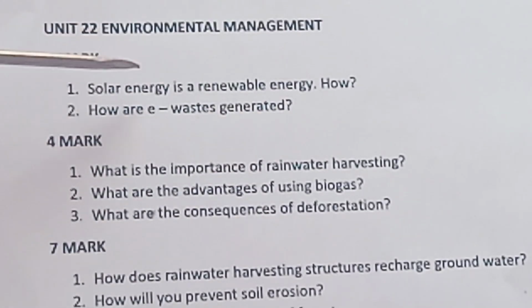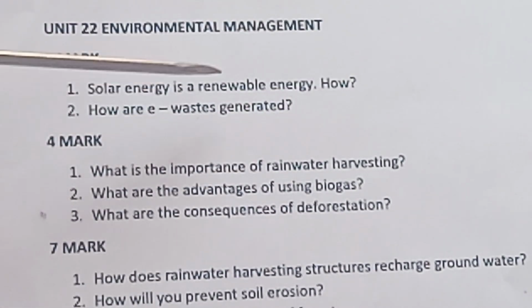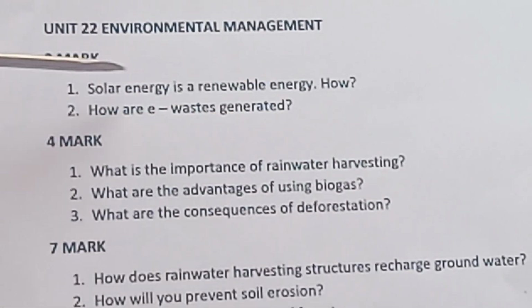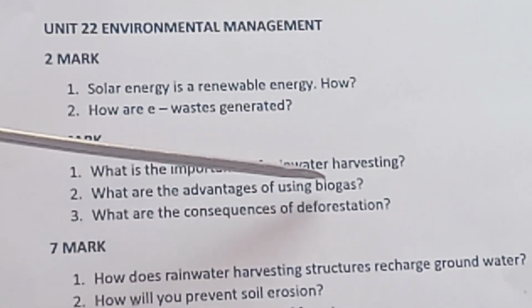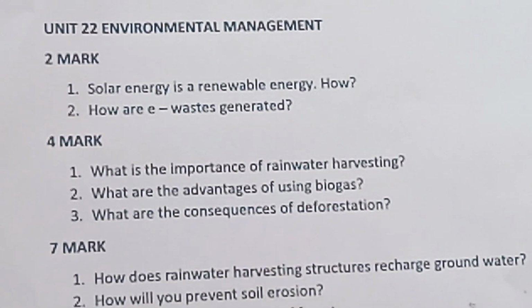Unit 22, environmental management, 2 marks. Solar energy is a renewable energy. How? How is energy generated? 4 mark. What is the importance of rainwater harvesting? Important 4 mark question, asked in the May 2022 public exam. What are the advantages of using biogas? What are the consequences of deforestation?